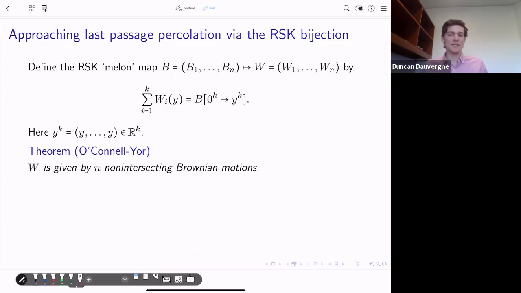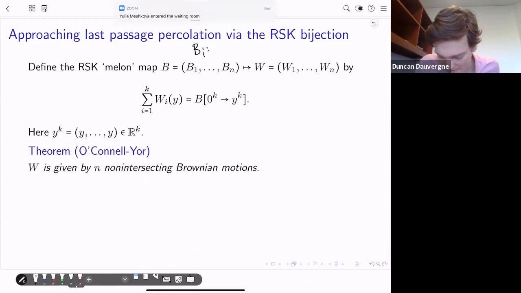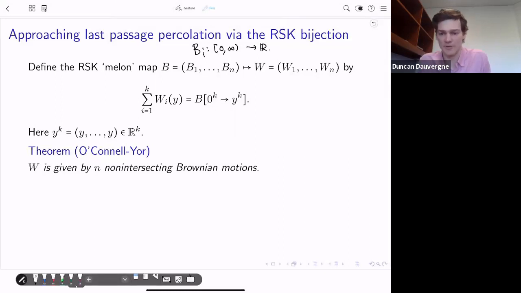Okay, so we can use this multi-point last passage to construct an RSK bijection. This is going to be a map where you take n Brownian motions, B1 through Bn. You can actually just think of these as not needing to be two-sided now. They're just going to be Brownian motions, functions from 0 to infinity to R. And we map them to a collection of functions W1 through Wn, which are defined through the following formula. The sum of the first k Wi of y is a Brownian last passage value from a cluster of k points at 0 to a cluster of k points at y.